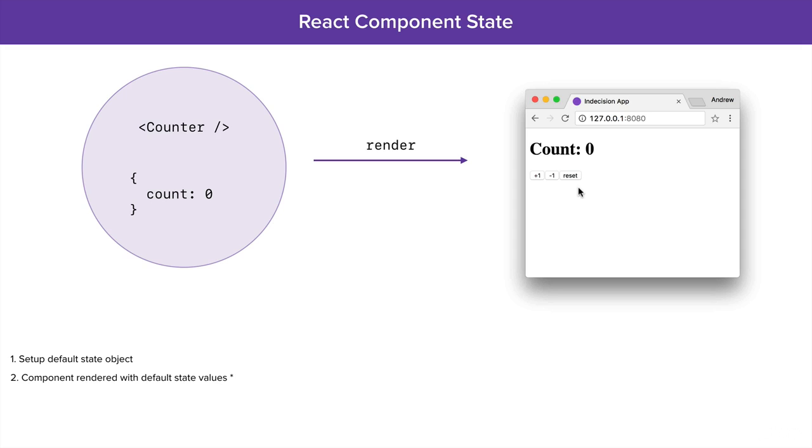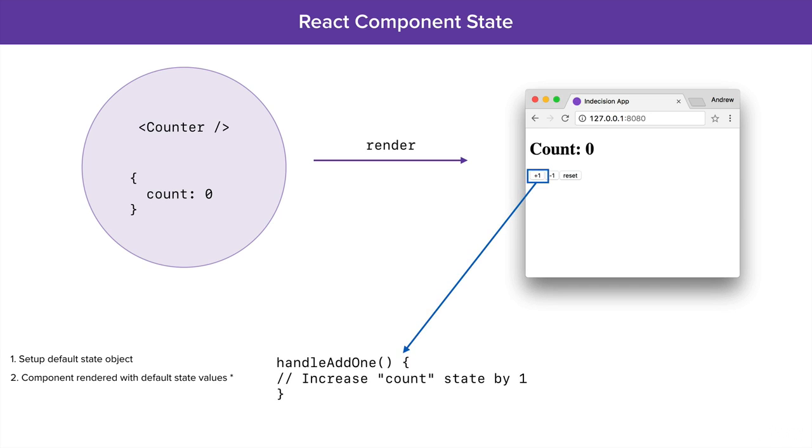So we have the 3 buttons. Let's say the user clicks the +1 button. Let's say they want to change the count from 0 to 1. So I click that button and we have some code that runs. We might have a method on our class, handle add 1, and that is in charge of taking the count and just increasing it by 1.